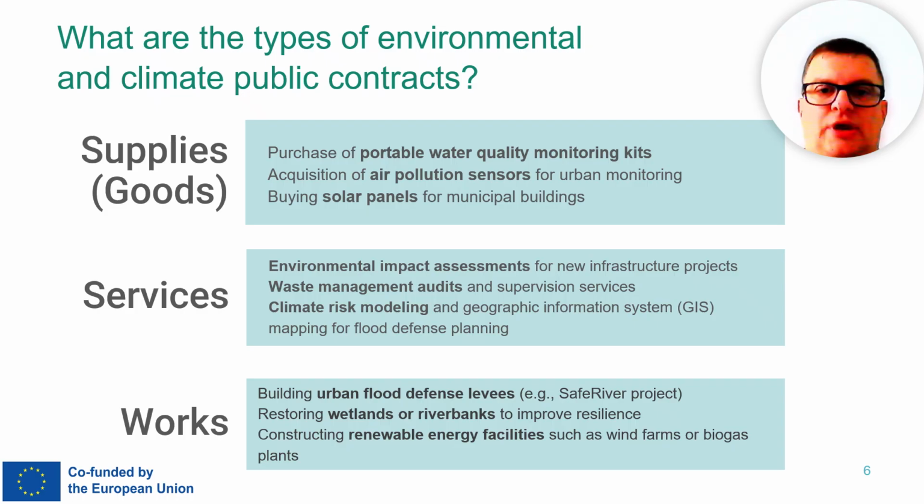Works are the big infrastructure projects, building flood defense levees, restoring wetlands, or constructing renewable energy facilities like wind farms. But there are also projects where these functions get combined. For example, a project might cover building a wind farm, carrying out environmental monitoring, and buying the necessary equipment, the turbines themselves. When we can see these categories clearly, it's easier for us to understand what's being bought and to check whether the contract really supports the environmental or climate goals.